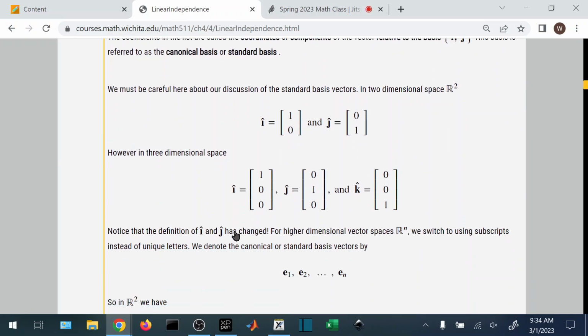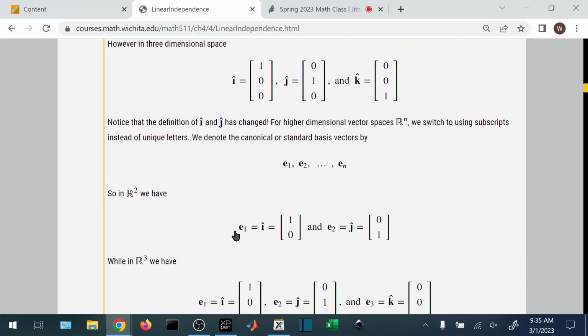Okay. For example, the basis i hat and j hat in R2 and the basis i hat, j hat, and k hat in R3. And if we have more than 3, rather than keep using letters, we're going to use subscripts. And we have the elementary or canonical basis vectors, E1 to En for Rn. Those vectors are the ones that have zeros everywhere except 1 in the jth spot. That's the elementary basis vector Ej. These elementary basis vectors are also called canonical or standard basis vectors.